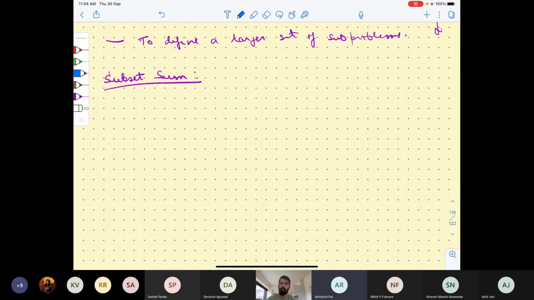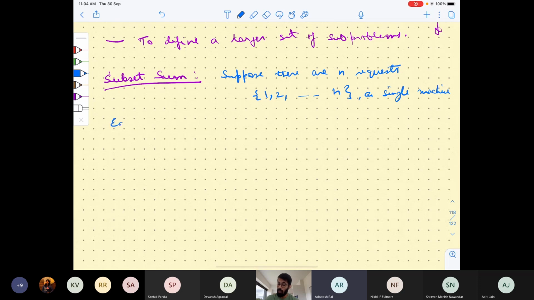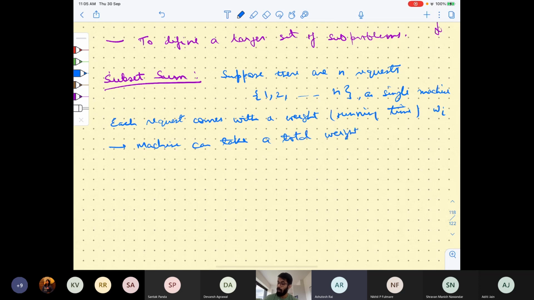Again, we had these n requests in the resource allocation or scheduling problem, right? So suppose there are n requests again, one to n, and there is a single machine. And suppose each request comes with a weight, like a running time, let's say. That is Wi. And the machine can take a total weight, capital W.